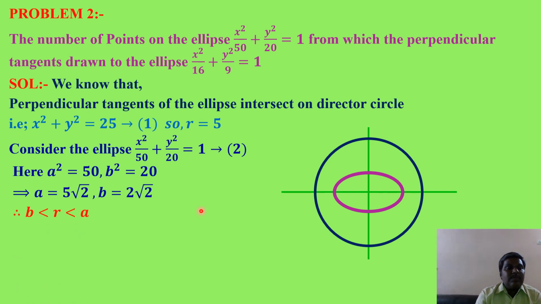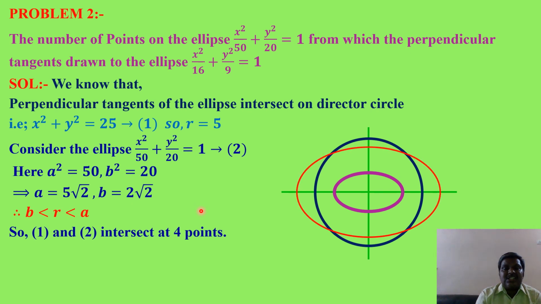So b less than r less than a we obtained. That means 1 and 2 intersect at 4 real and distinct points. See, this is the ellipse x square by 50 plus y square by 20 is equal to 1. It intersects our director circle at 4 points as shown in the figure. First, second, third, fourth points. These are my 4 points. So the number of points on the ellipse at which perpendicular tangents are drawn to this given ellipse is 4.